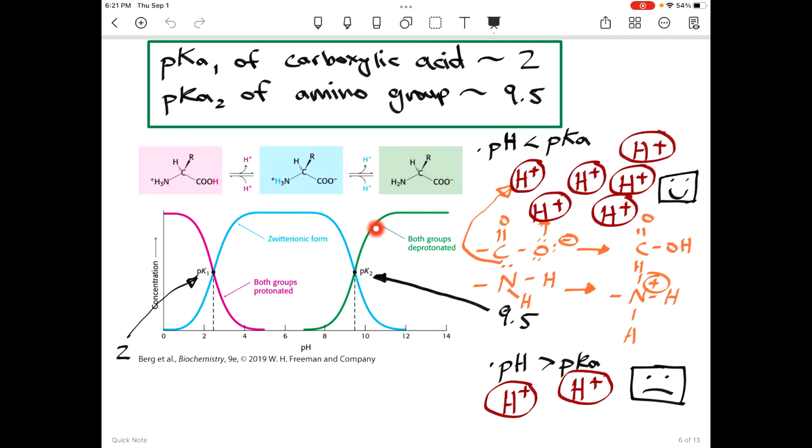Here, once we cross pK2, now our pH is above both pKa's, so both are going to be deprotonated, and we're going to have a fully deprotonated form.